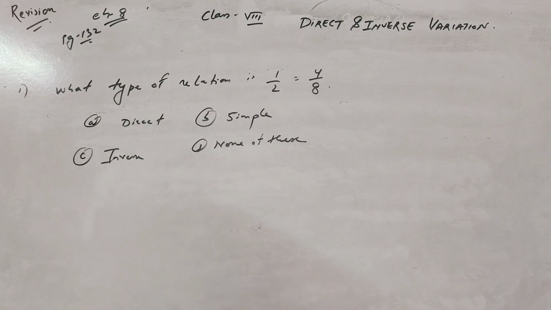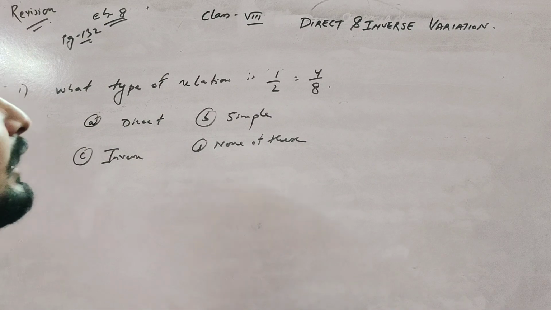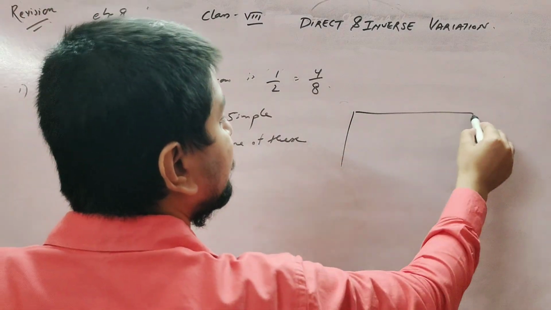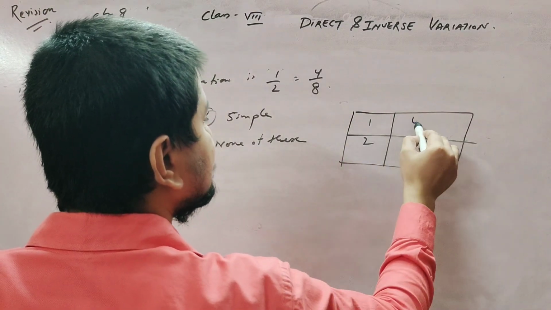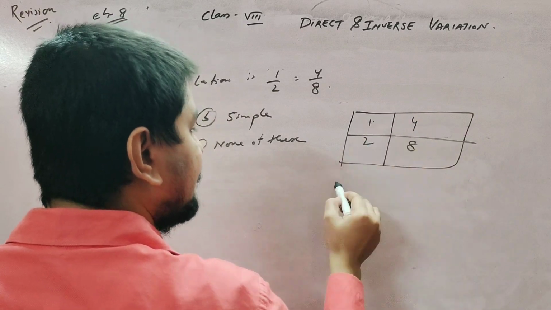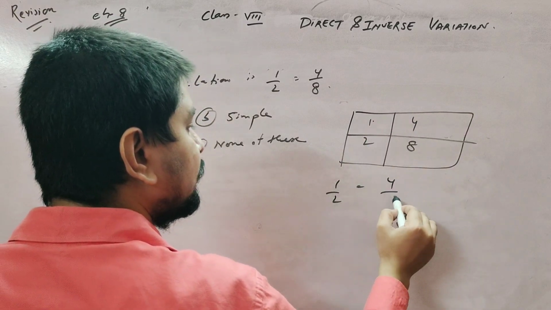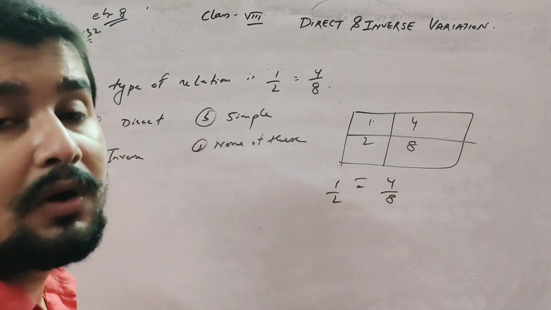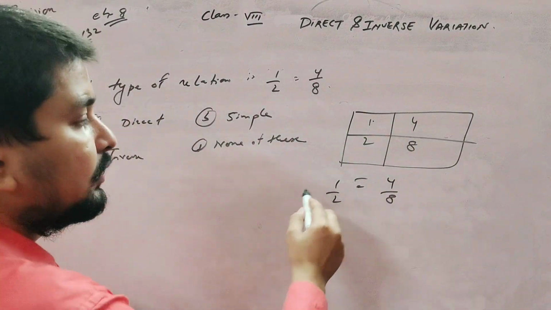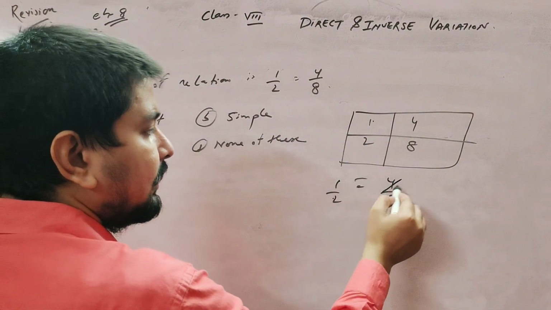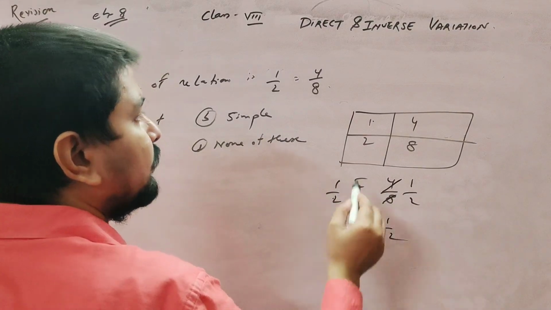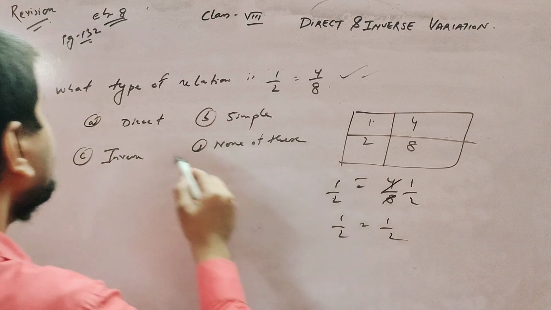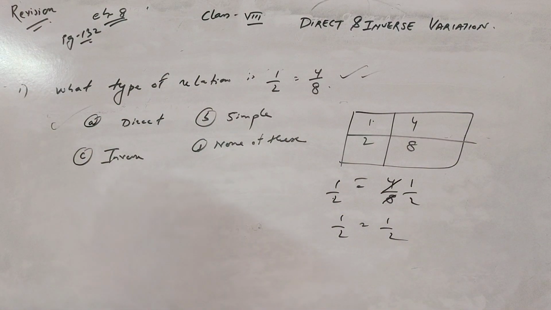We know that in direct variation, anything given in our table, suppose this is given 1 by 2 and this is 4 by 8. When you write directly 1 by 2 equals 4 by 8, this is called direct variation, because both are equal. See, there is 1 by 2. When you cut it, 4 ones are 4, 4 twos are 8. You see, again this side is also 1 by 2. So there is a direct variation between these two. So A is the correct answer. Okay.